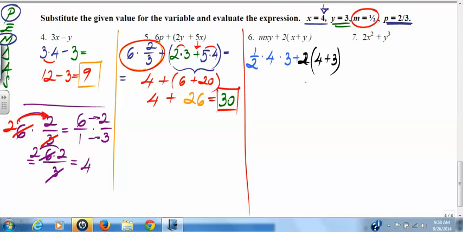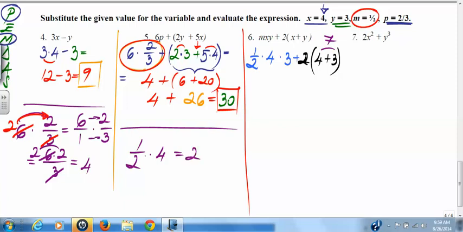Okay, order of operations, right? Parentheses, you want to go with that? No problem. 4 plus 3 is 7. Okay, and here you will have 2 times 7, which we'll get back to, but let's see here. 1/2 times 4. What is 1/2 times 4? I got 4 halves, right? 4 halves would basically be 2.